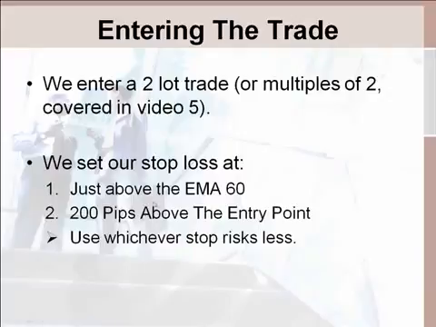So in a faster moving market where the EMA 60 was 300 pips away from the entry point, you don't want a stop that big. You would use the 200 pip rule. Any other time you're going to set it just above the EMA 60.